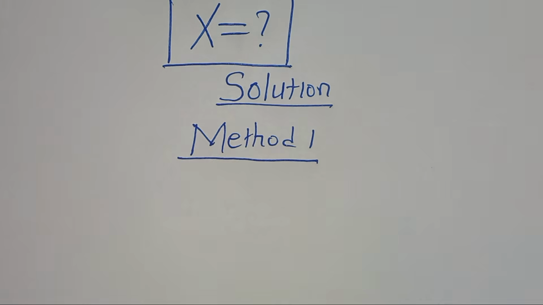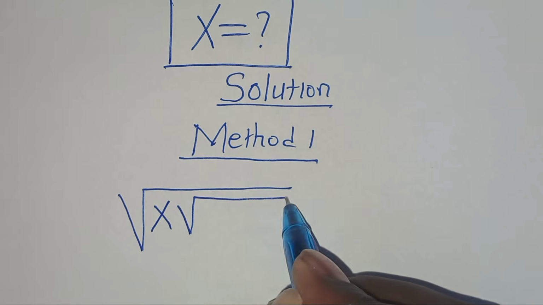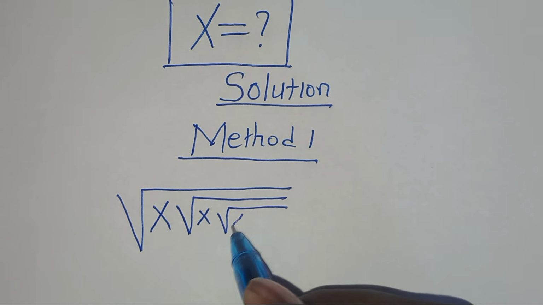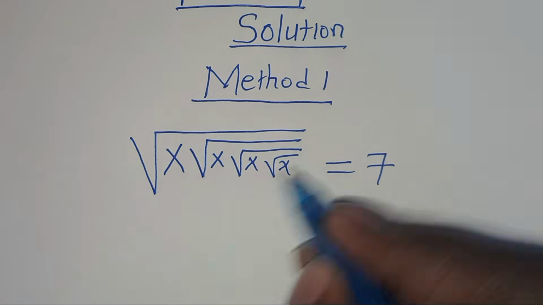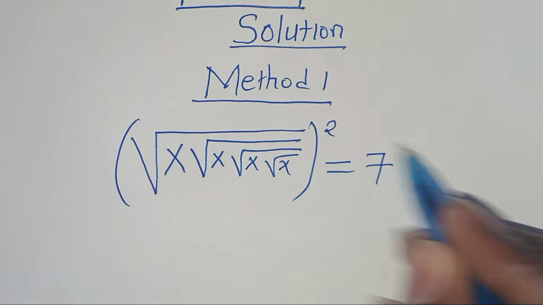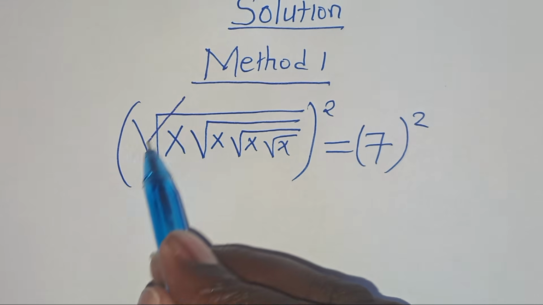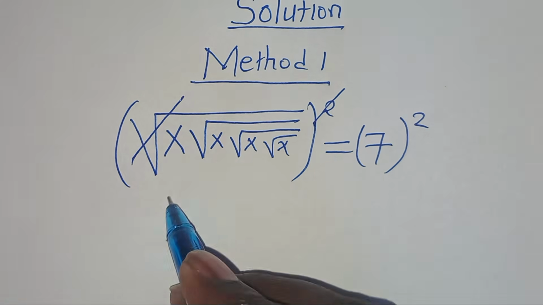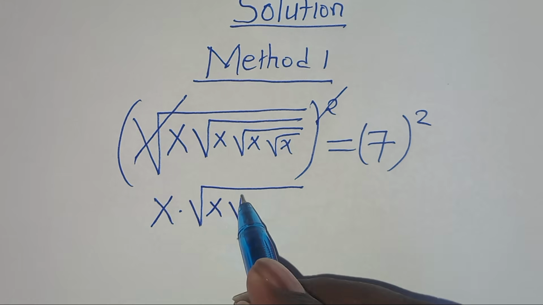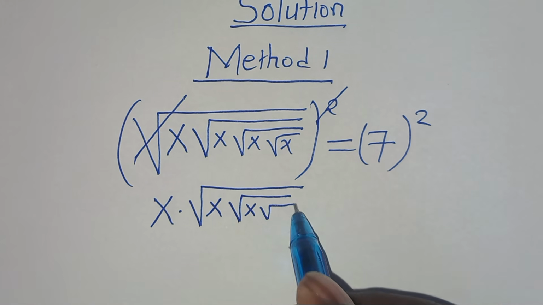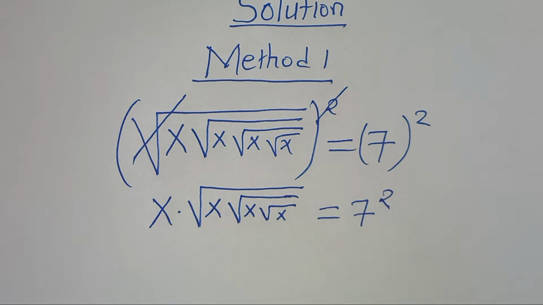Now in method 1, we have here the square root of x multiplied by square root of x multiplied by square root of x times square root of x. This is equal to 7. The first step is to square on both sides from here, and this means that the first square root sign is eliminated, so that we have x multiplied by square root of x multiplied by square root of x times square root of x. This is equal to 7 raised to the power of 2.